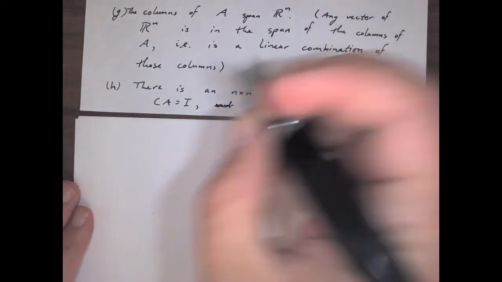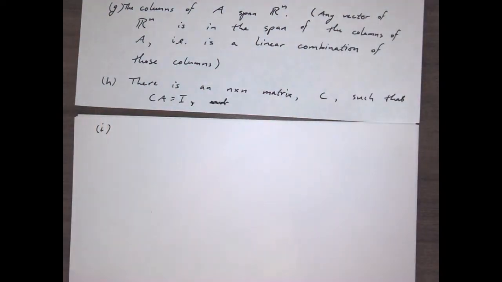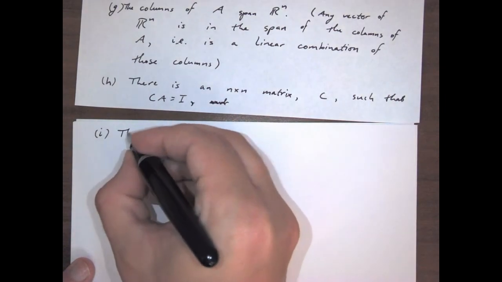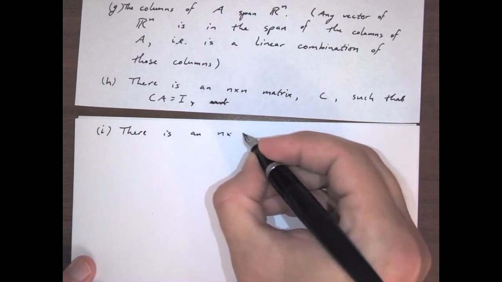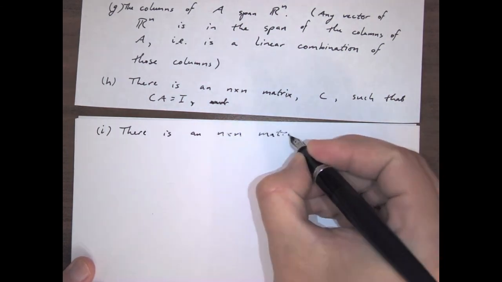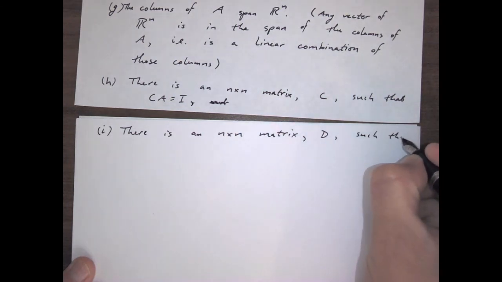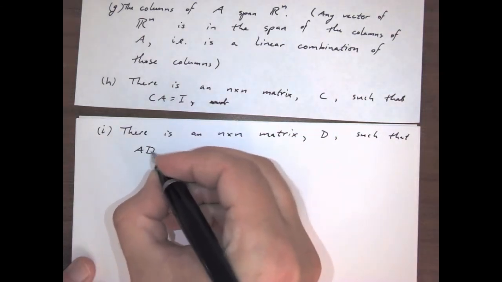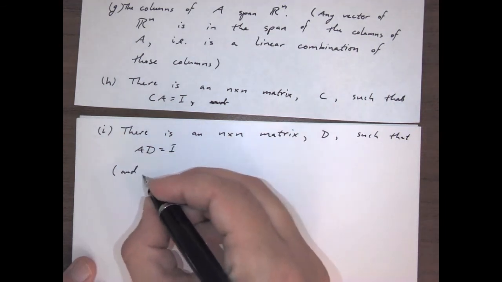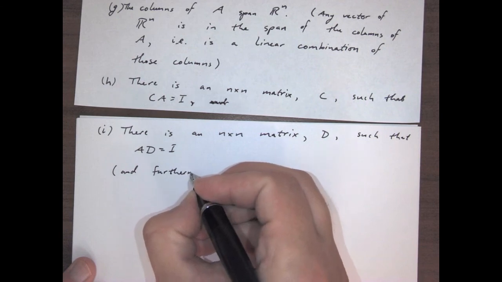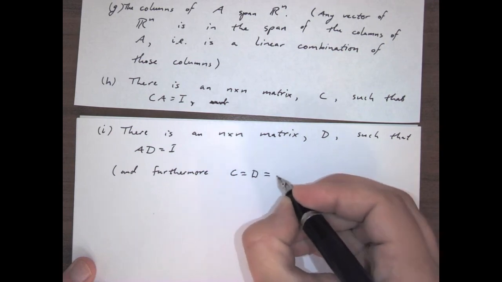Actually, not and furthermore. Scratch that. I'll just say that as the next part. There is an n by n matrix D such that AD equals I, and now the and furthermore: C equals D, which equals A inverse.